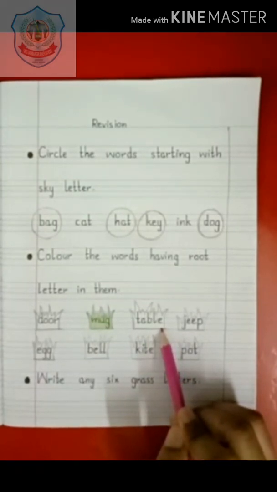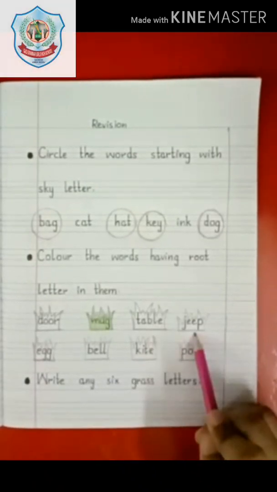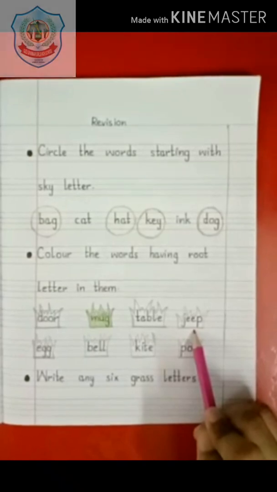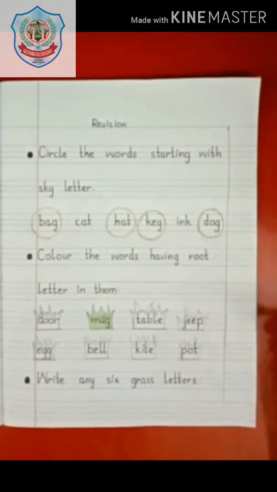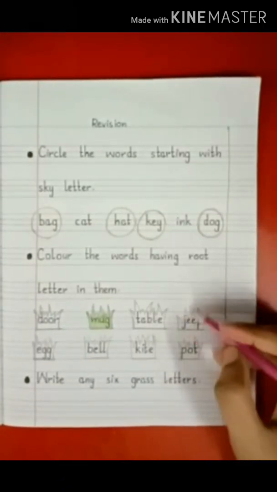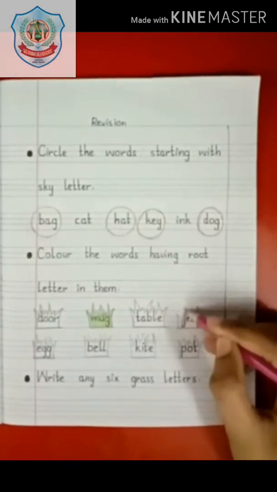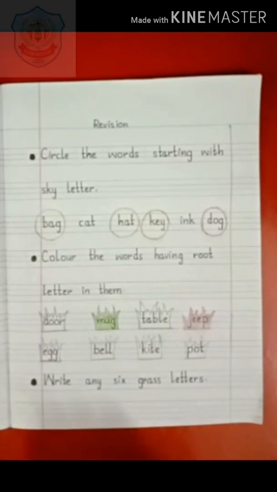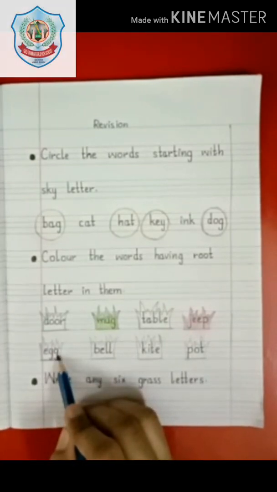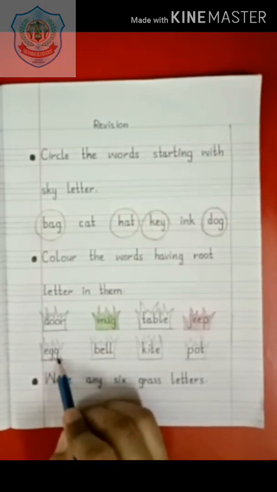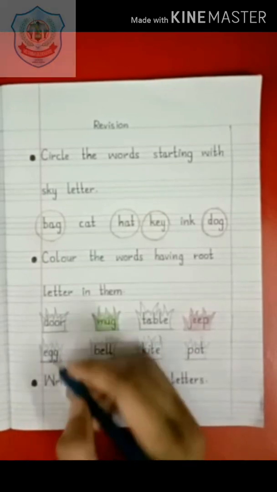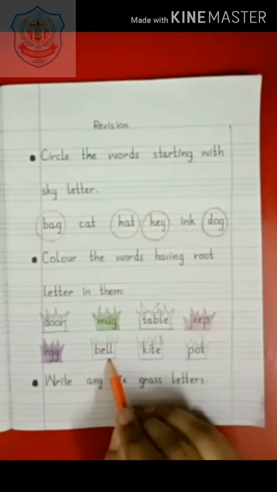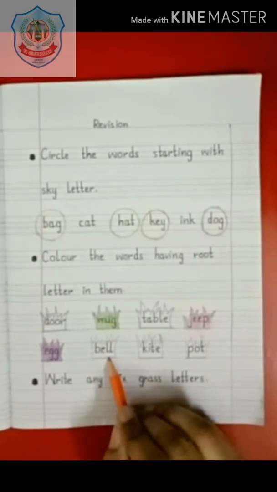Now look at the next one. Next word is jeep. In this word, J and P are both root letters. We will color in it. Now look at the next one. The next word is egg. In this word, G is root letter. Color it. Now look at the next word.